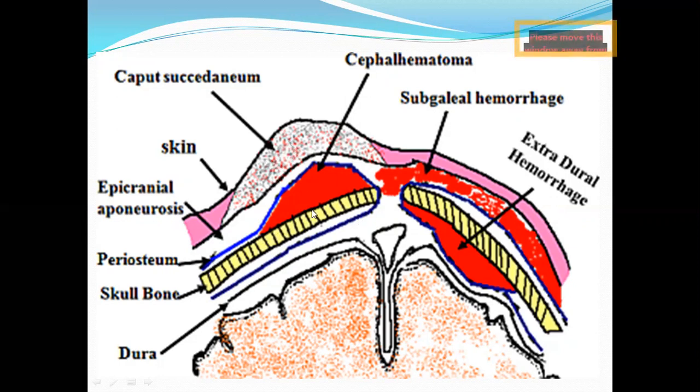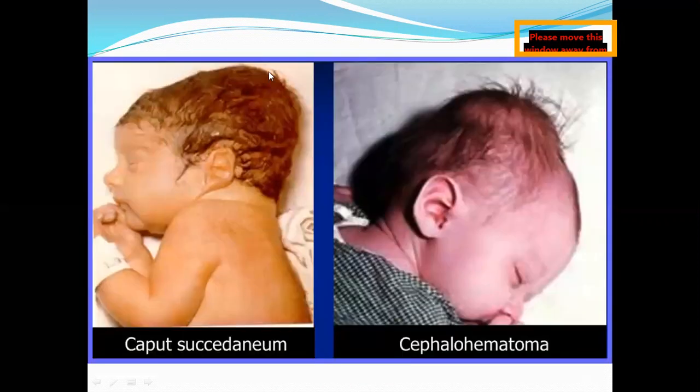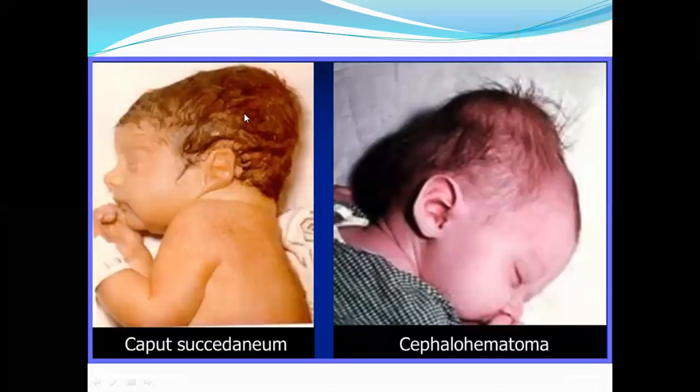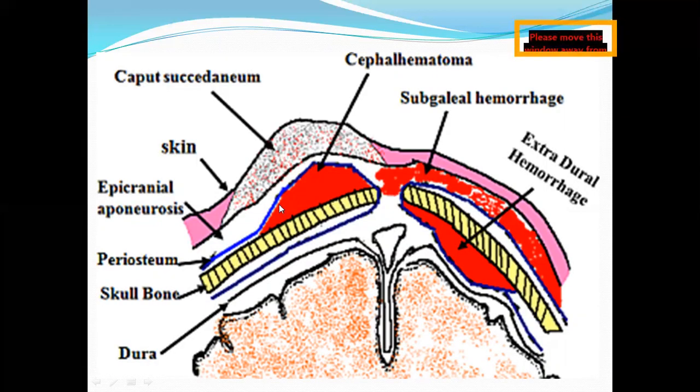See, yellow in color is the skull bone. Inside the cranial cavity, if there is a collection of blood below the skull bone, you call it an extradural hemorrhage. The collection of fluid just below the skin, you call caput subcutaneum. Usually we find this collection due to prolonged labor and delivery, but it will resolve by itself within 24 to 48 hours. Cephalohematoma, as I said, is the collection of blood below the periosteum.